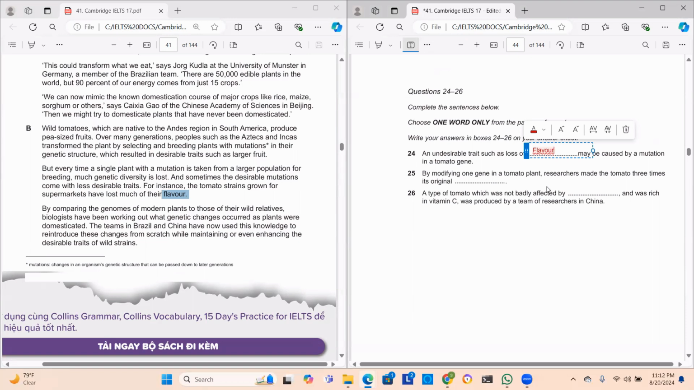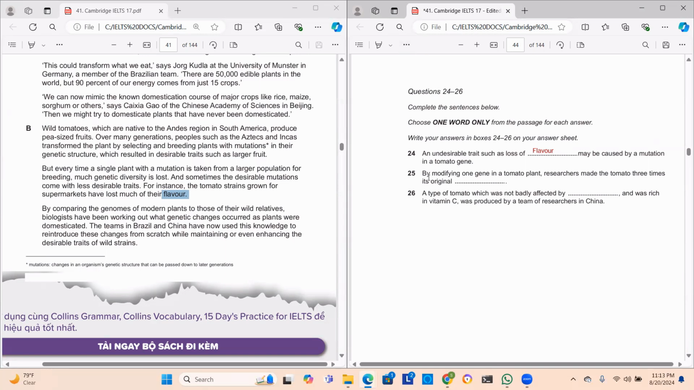Whatever the spelling that is given in the paragraph, it is better to write that spelling, guys. So flavor should be our answer. Just write the same spelling. You can also write it the other way, that is also right, but most of the time it is better to write what is given in the paragraph.